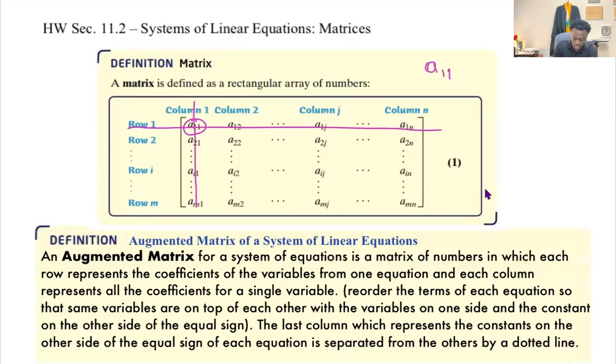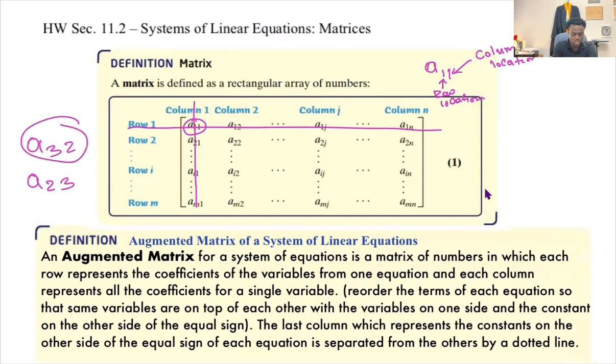The first number is the row location, and the second number is the column location. So for example, if I see A32, I understand that it's not the same as A23, right? These are locations of row and column. So this one means the number located in row 3 and column number 2, while this one is the number located at the intersection of row 2 and column number 3.